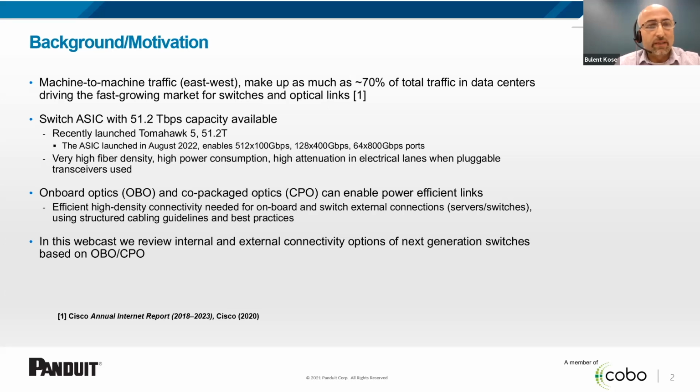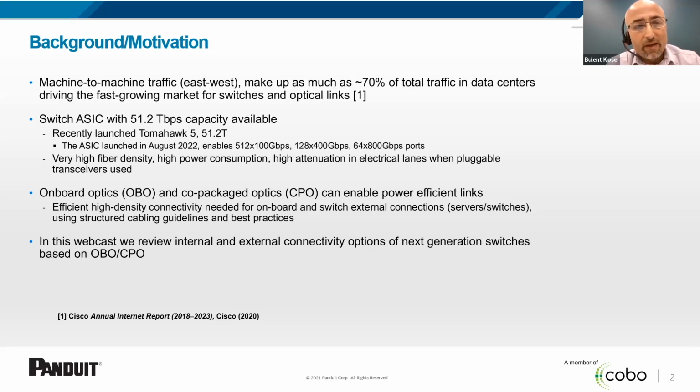So there was a 51.2 terabit per second capacity switch from Broadcom recently called Tomahawk. And this can enable 512 100 gigabit per second, 128 400 gigabit per second, and 64 800 gigabit per second ports. I mean, you can see this is very dense in number of ports that we're talking about.